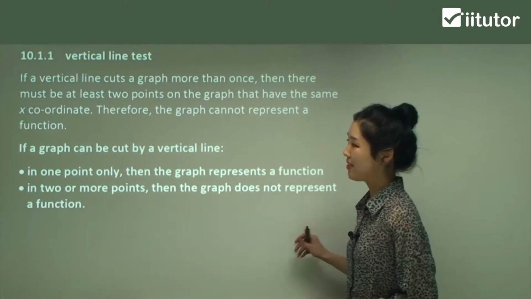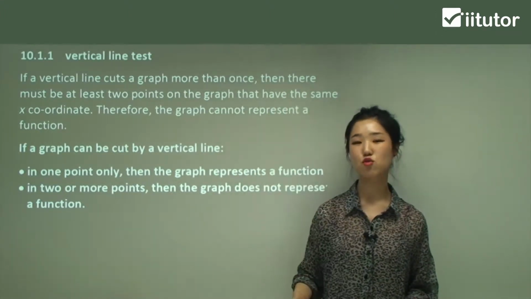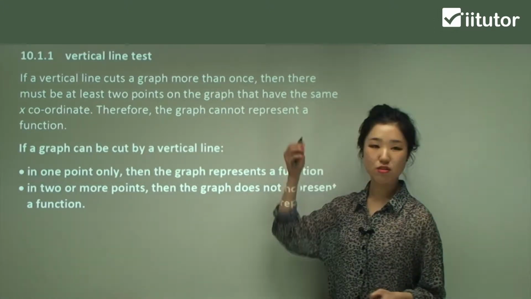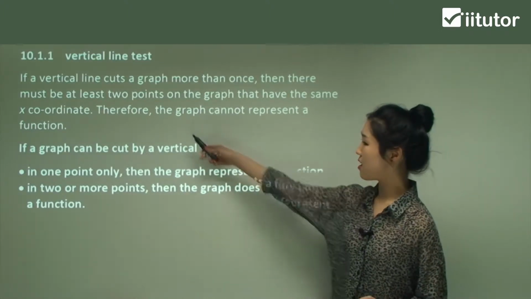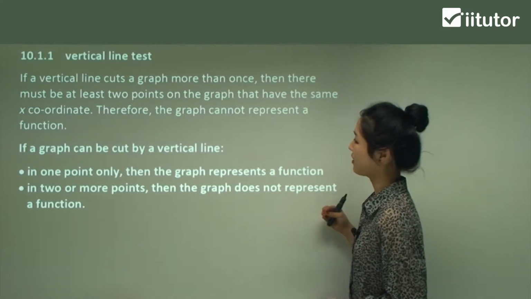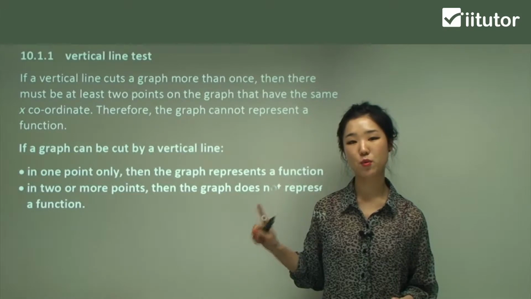Now have a look, guys. The vertical line test simply uses a simple vertical line drawn on a graph. Okay? Now if it cuts the graph more than once, then it will not be a function. Okay? Therefore the graph cannot represent a function. Now the reason for that is a function must also only have one x coordinate.